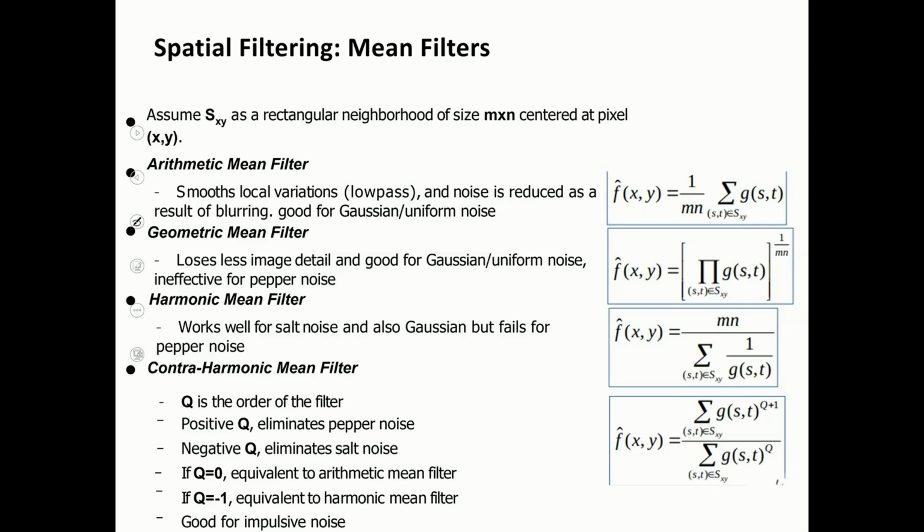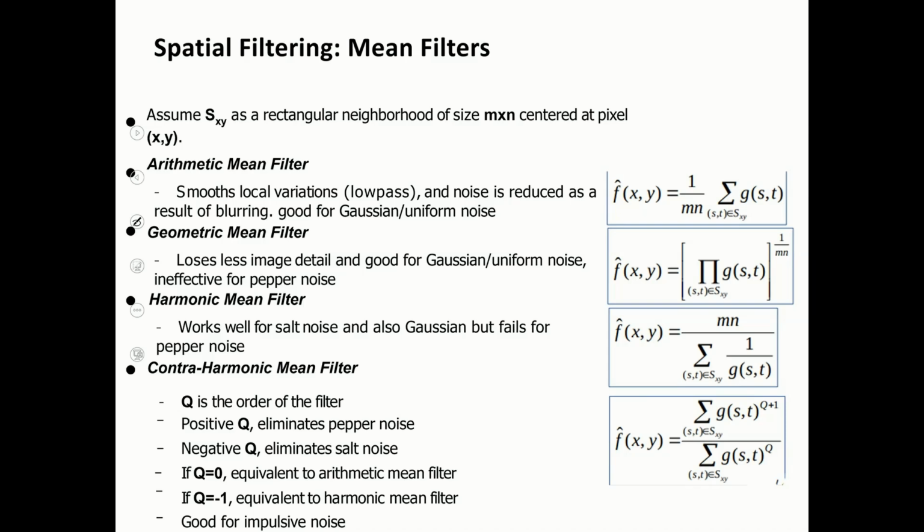Okay, like per pixel summation. When I do the per pixel summation, I get this. So again, this is a kind of mean. It works well for salt noise, and also Gaussian noise, but fails for pepper noise. Why does it fail for pepper noise? Again, if the pixel becomes zero, this becomes infinity, and this whole becomes zero. So it's ineffective for pepper noise. But salt somehow works. Okay, fine.